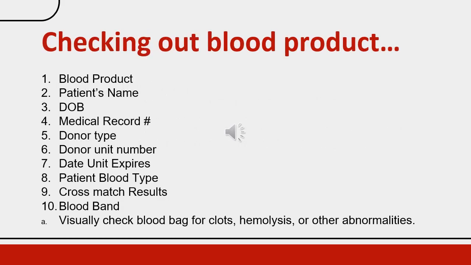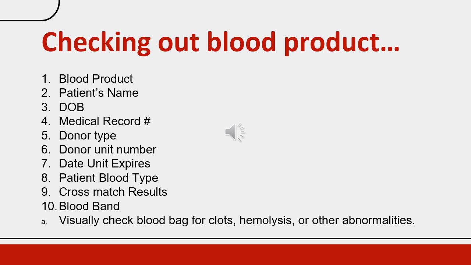When the nurse goes to the lab to check out the blood, the checking out process will include that the lab staff and the nursing staff verify the blood product, the patient name, the patient date of birth, the patient medical record number, the donor type, the donor unit number, the date the unit expires, the patient blood type, the cross-match result, and the verification of the patient's blood band number.